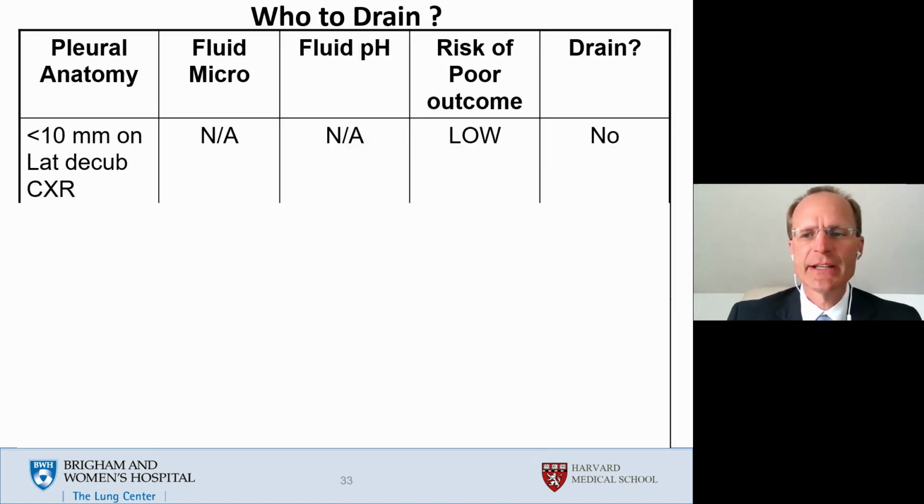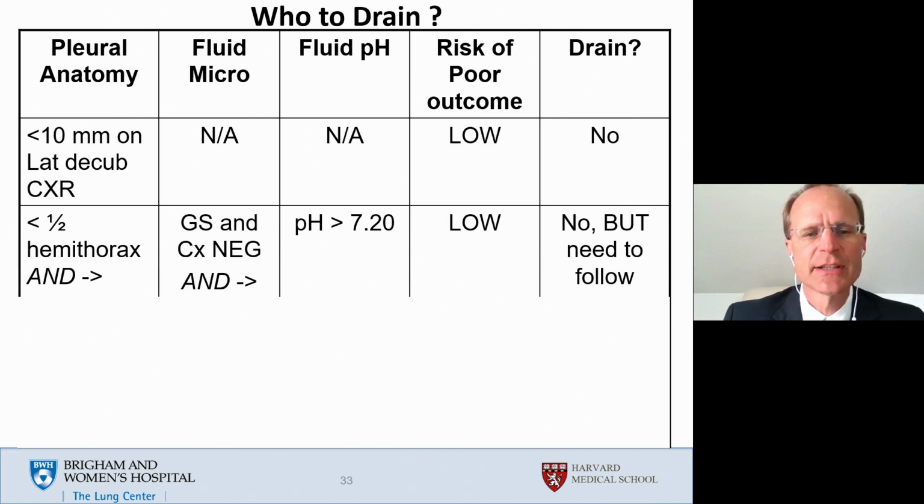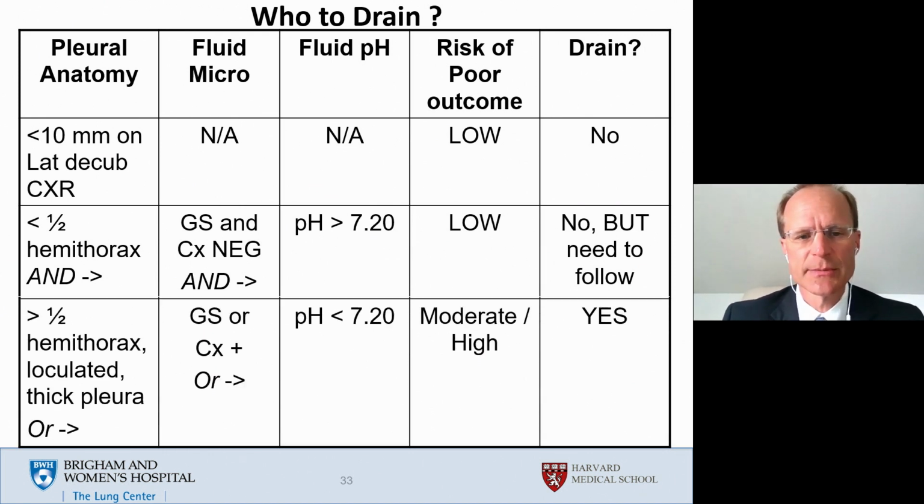And who needs to be drained, and why does this patient need to be definitively drained? Well, certainly if the pleural effusion had been small, the risk of one of these poor outcomes was low, so no drainage is needed. If the effusion is less than half the hemithorax and sampled, and the gram stain and culture are negative, and the pH is greater than 7.2, the risk of one of these concerning outcomes is low, but the effusion needs to be followed closely to resolution as well as other clinical symptoms.